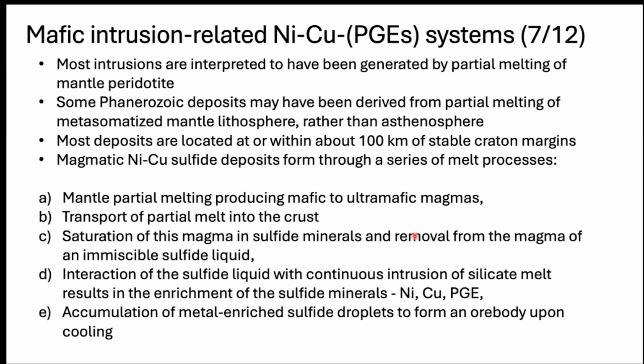Most of these nickel copper PGE deposits are located at or within 100 kilometers of stable craton margins, and they form through a whole series of melt processes. So mantle partial melting, producing mafic to ultramafic magmas. Then we have to transport that partial melt into the crust. Then we have to saturate that magma in sulfide minerals to remove the metals as an immiscible sulfide liquid. And then we need to interact that sulfide liquid with more and more silicate melt, because we need to upgrade the metal content of that sulfide liquid by bringing more and more melt through. And I can talk about more of that next time.